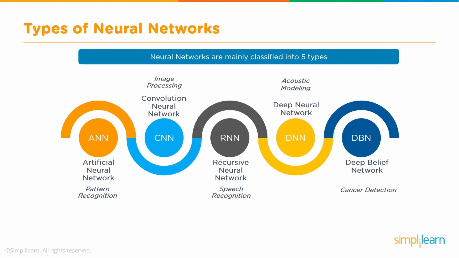For example, convolutional neural networks are very good at performing image processing and image recognition, and so on. Whereas recurrent neural networks are very good for speech recognition and speech analysis, as well as text analysis. Now, each type has some special characteristics, and they are good at performing special types of tasks.